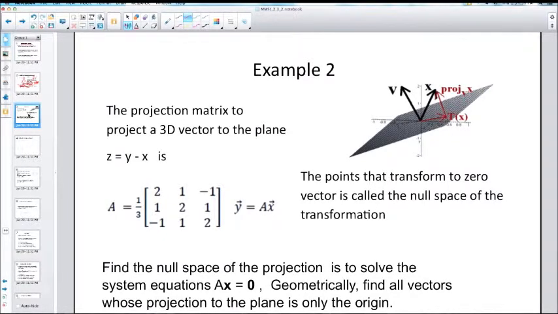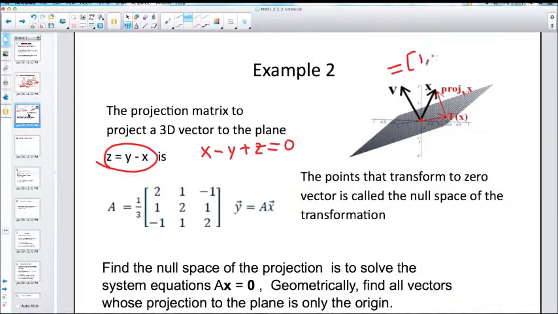In this example, I think we looked at this projection a couple of lessons ago. I think it's in the 4th lesson. We project any vector x to the plane z equals x, y minus x. And this plane I can rewrite as x minus y plus z equals 0. It passes the origin. And the normal vector v is 1, negative 1, 1.